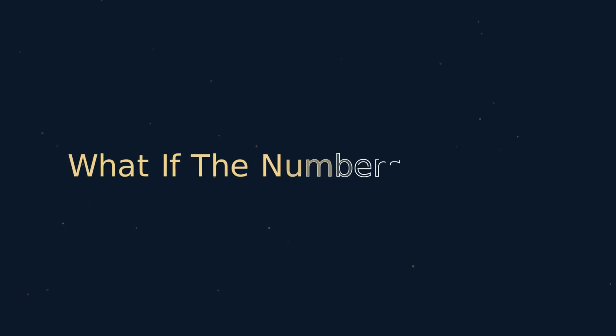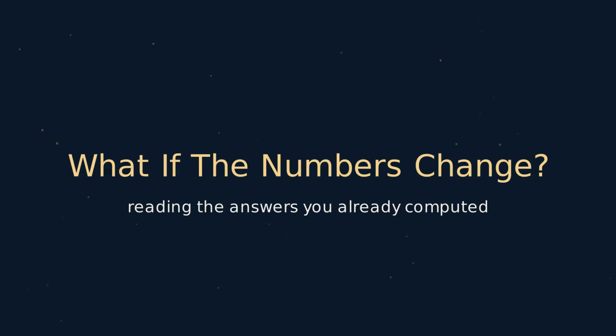You solved the linear program. The answer came back clean. Make 2 units of one product, 6 of the other, and take home 36,000 rupees. You write it up. And then the phone rings.